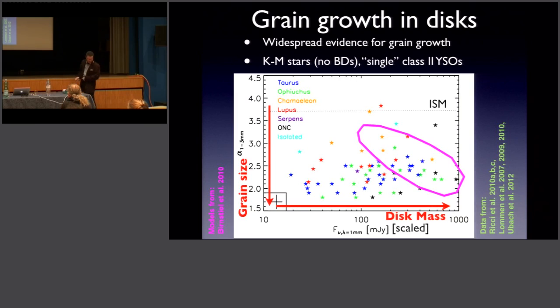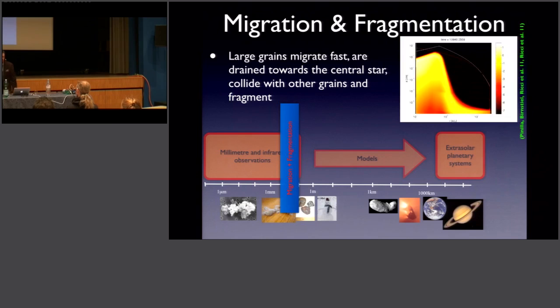Okay, and the models that I showed at the beginning, the model in blue that shows the growth of grains: if you simulate the emission and put it on this diagram, depending on the parameters that you fit, they fall into this banana-shaped region. Okay. So you can explain the massive disks.